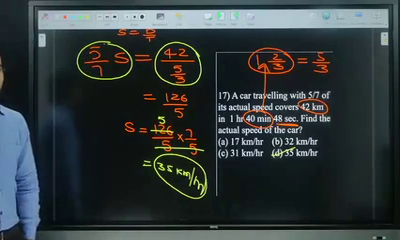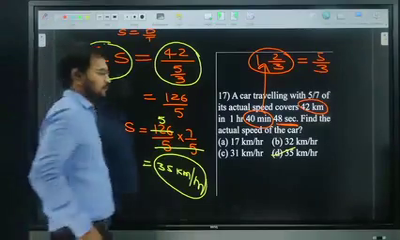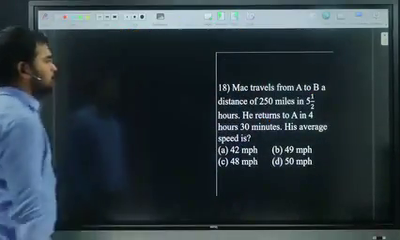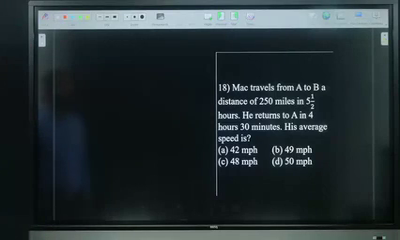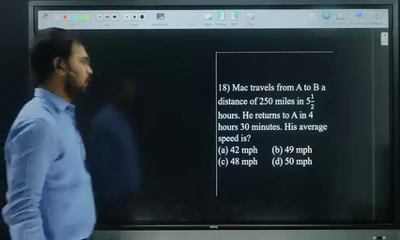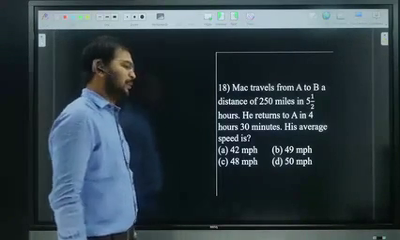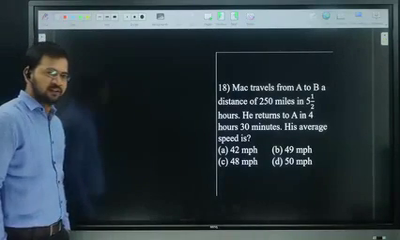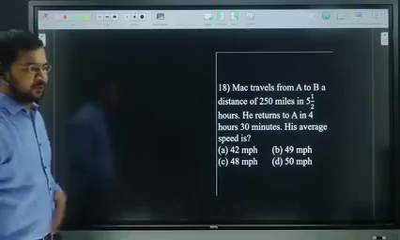Shall I go for the next question? Mac travels from A to B a distance of 250 miles in 5.5 hours. He returns to A in 4.5 hours. His average speed is what? What is the answer for this question? Anyone? This is the average speed question.